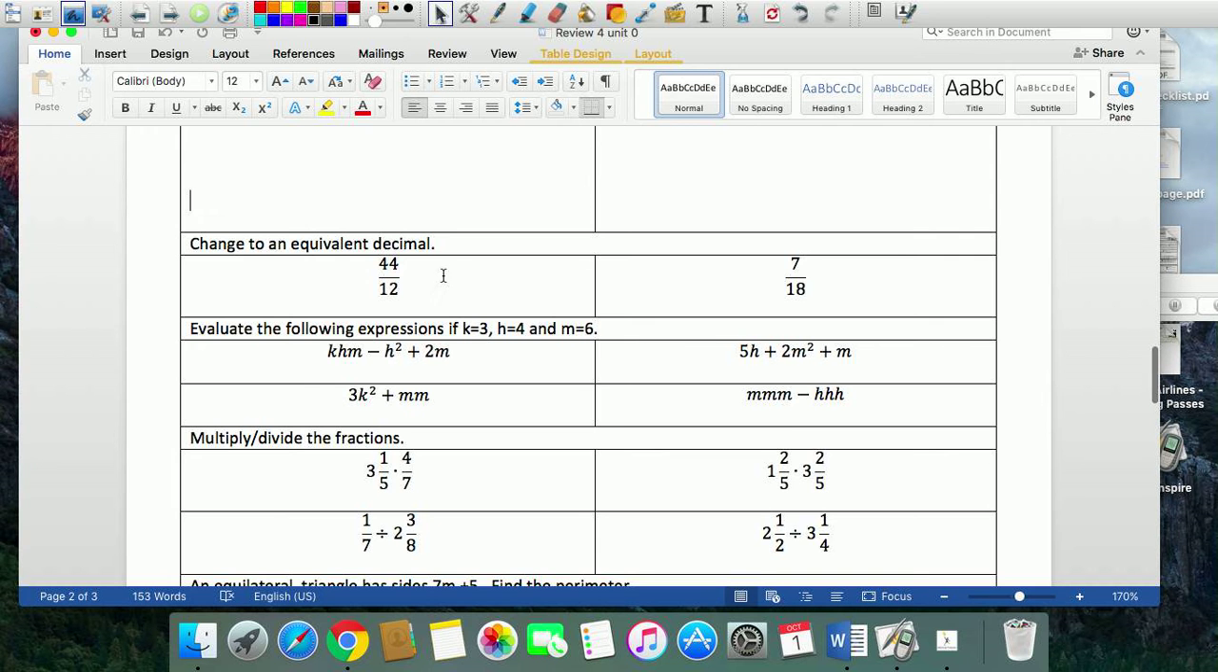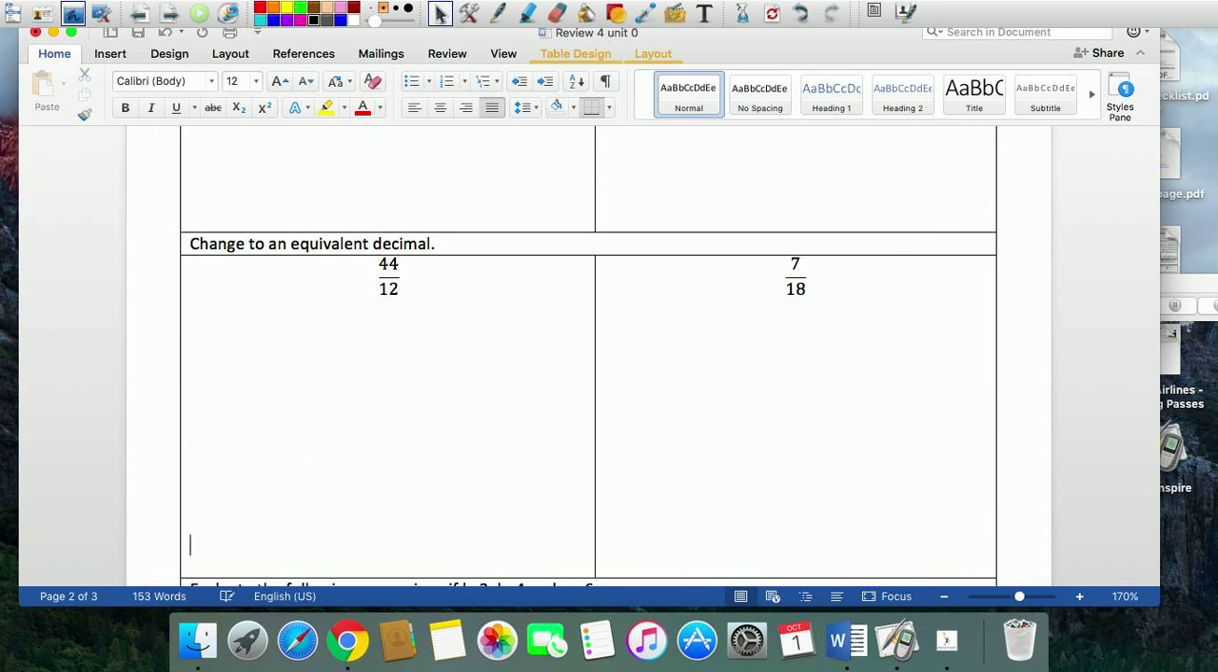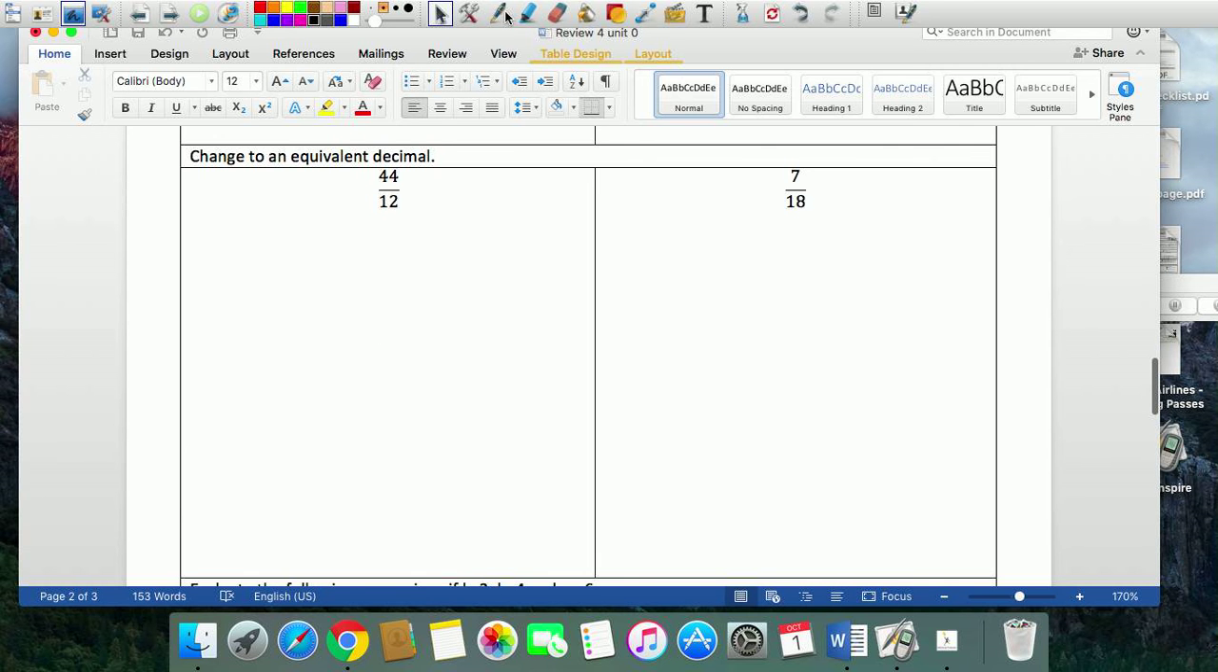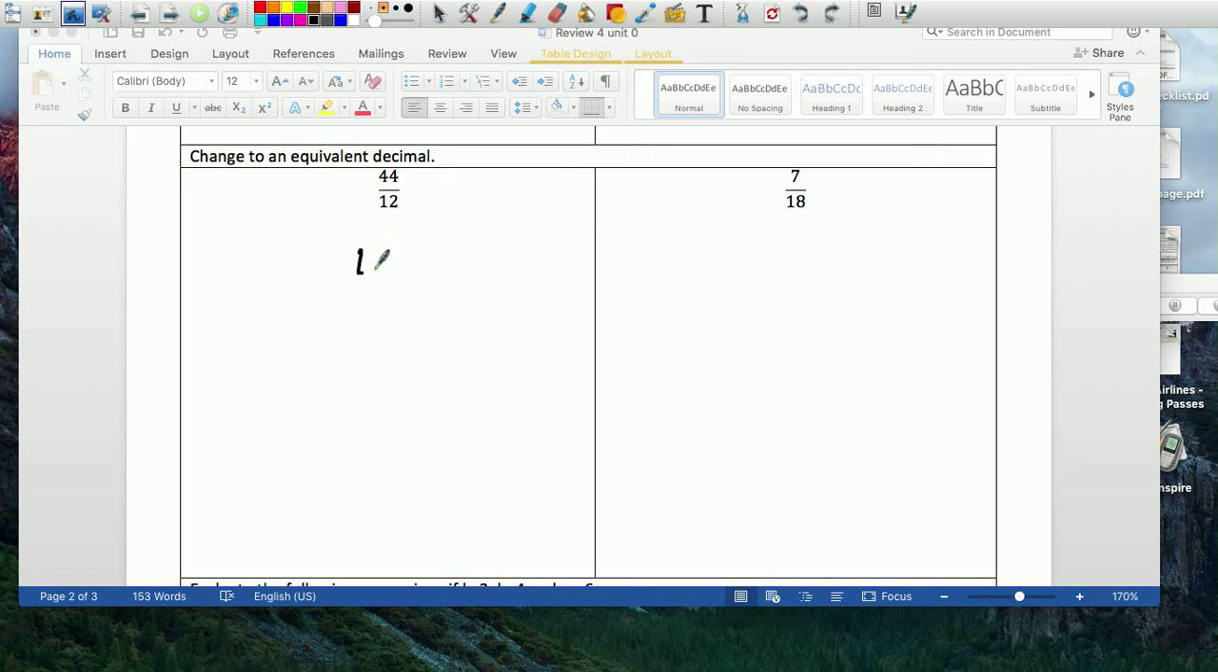Change to an equivalent decimal. Okay, so now we're dividing. Get some room here. The numerator goes inside, so we're going to have 44 divided by 12. 12 goes into 44 3 times, which is 36. 44 minus 36, borrow, 14 minus 6 is 8. We're going to continue, and before we continue, we can add a decimal here, a 0, and bring that 0 down. 12 goes into 80 7 times, no, 6 times. 6 times 12 is 72.